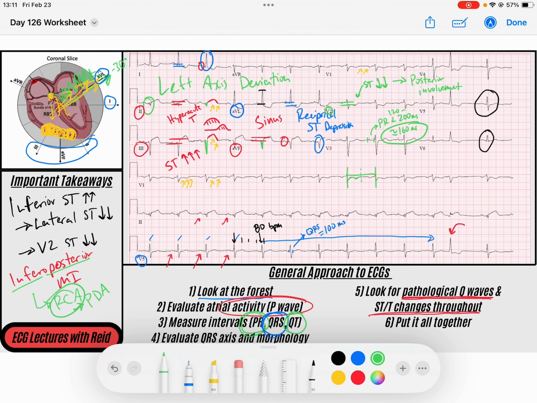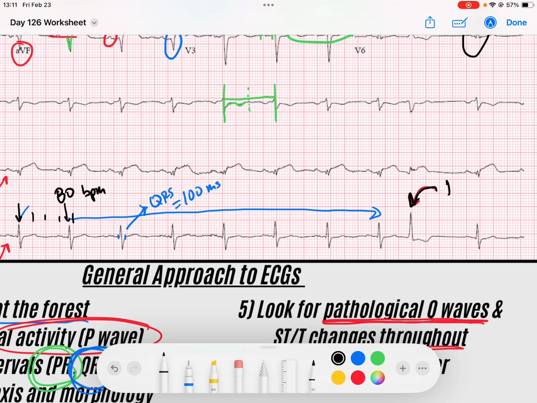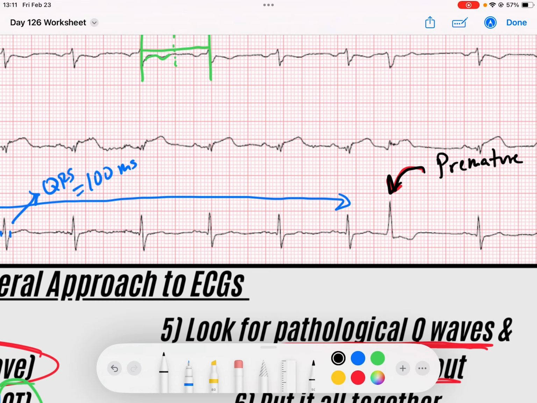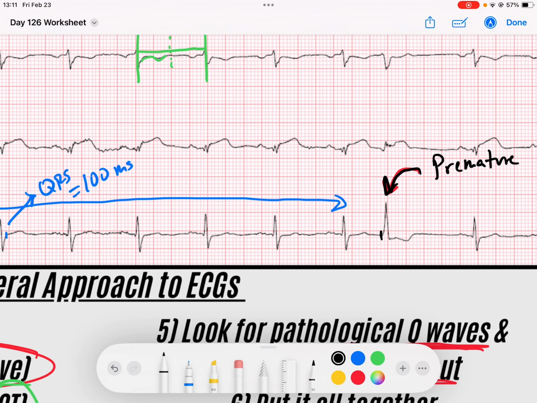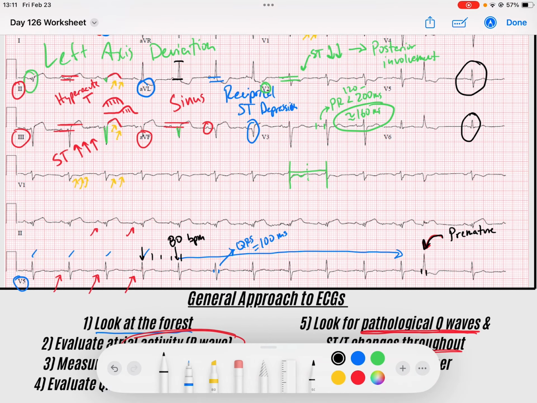And so the last thing we got to do, now that we've done that, is we need to figure out, what about this beat right here that we said is funky? Well, it's early. It's a premature beat. You can see that the QRS is a little bit wider than the normal QRS. It's got a different morphology to a degree. So I would call this maybe a premature ventricular contraction.